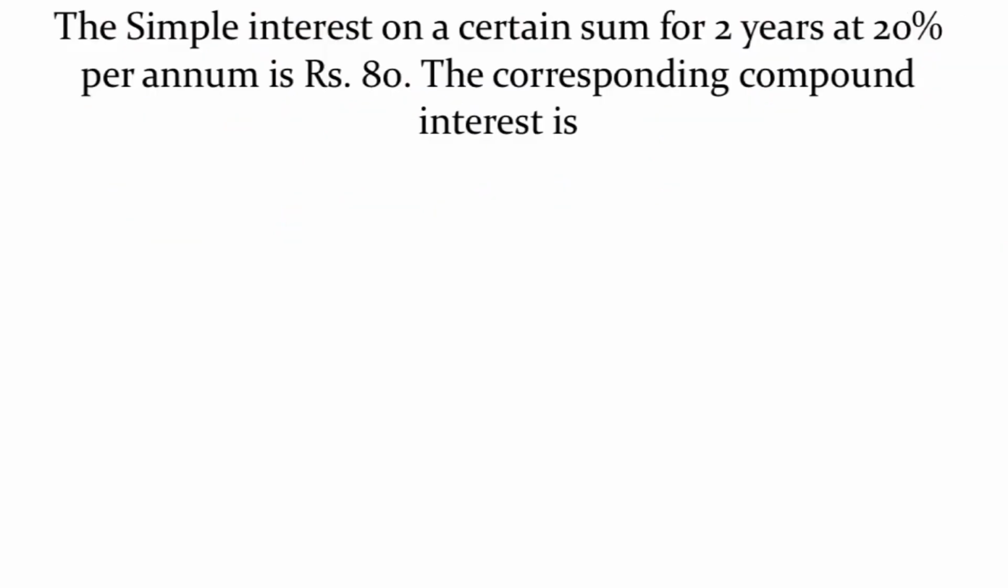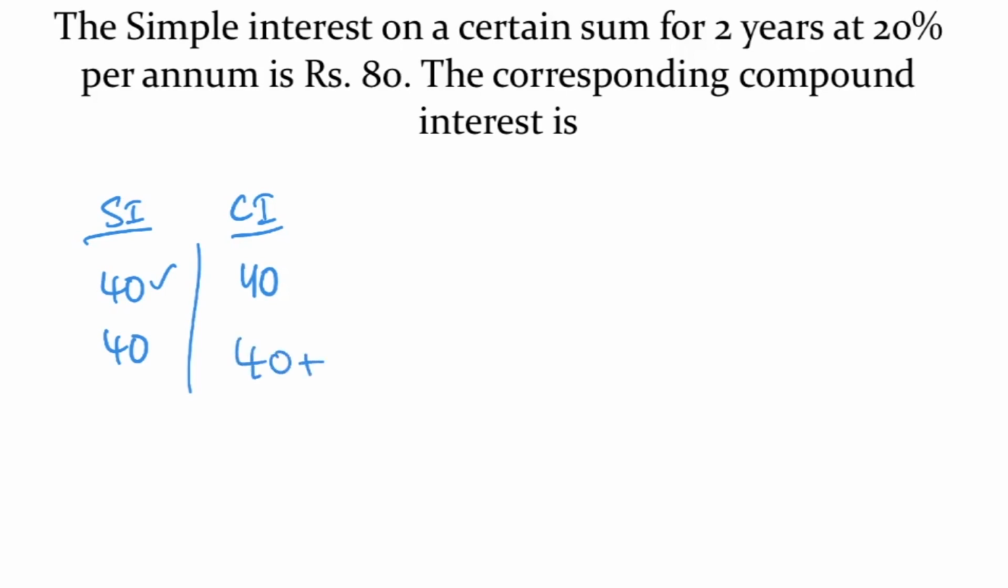The simple interest on a certain sum for 2 years at 20% per annum is 80 rupees. Find the corresponding compound interest. See, for 2 years simple interest is 80 rupees. First year 40, second year 40. Compound interest is the same as simple interest for the first year. So first year compound interest is 40. Second year compound interest is, in addition to the first year interest of 40, there is an extra value. How will you find that extra value?